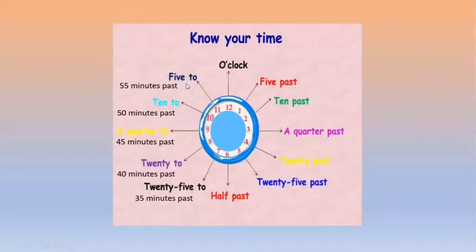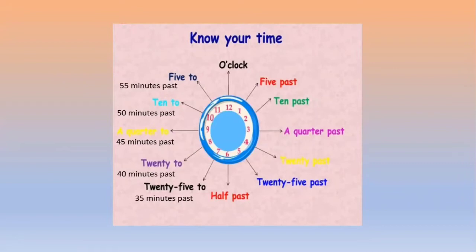Now, let's learn to tell the time on the clock. This is the easiest way to remember. So, there are numbers 1 to 12 on the clock. When we want to know any time or tell anyone what the time is, we should first observe the minute hand.